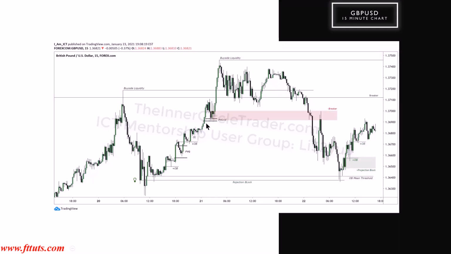Okay, this is the breaker. Extend it out in time, cut through this, and here you go. Almost perfect delivery and displacement. Rallies back up.